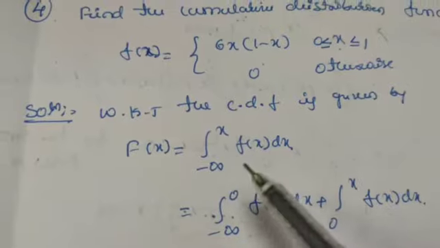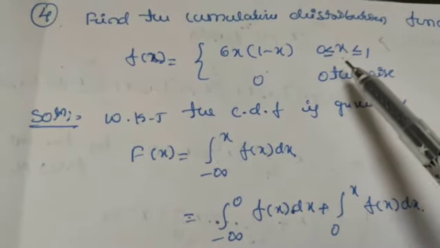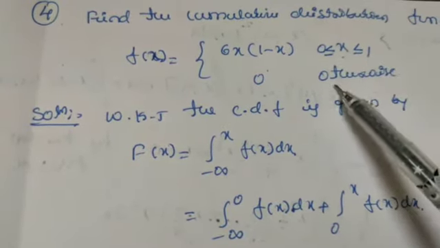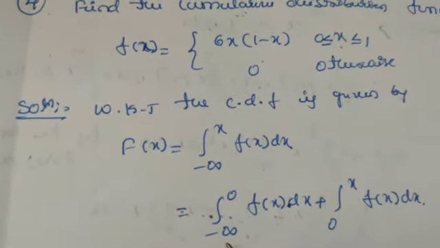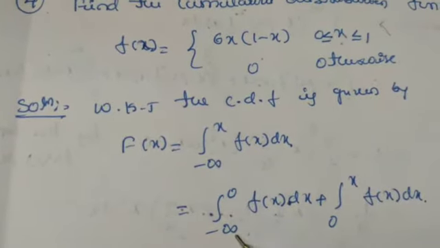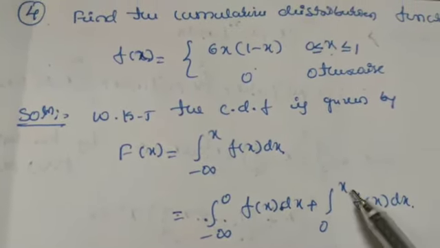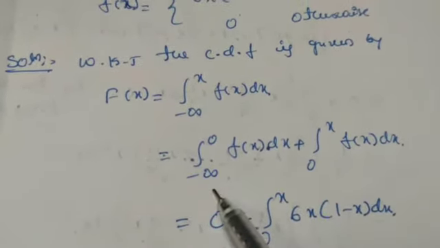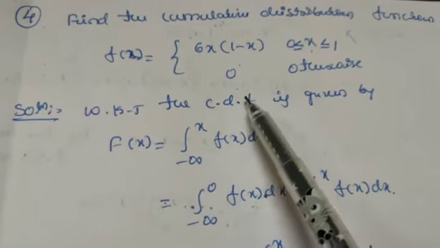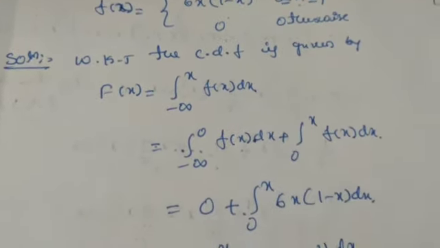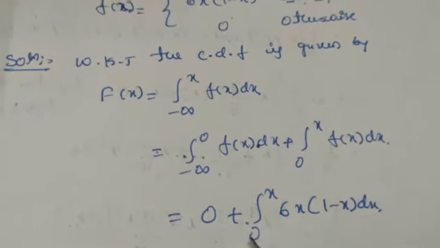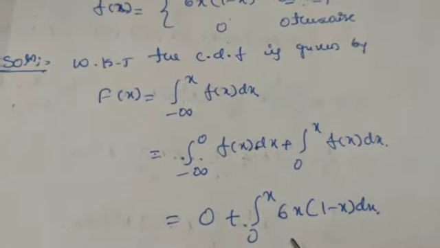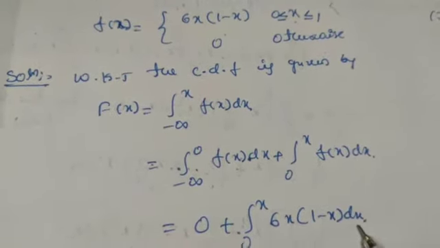So again we divide this interval, because here the function is given for x between 0 and 1 and in all other cases. Let us divide this as minus infinity to 0 and 0 to x of f of x dx. Minus infinity to 0 comes in the other case, so f of x is 0. Let us take this one as 0 plus the integration from 0 to x, where f of x is 6x into 1 minus x dx.